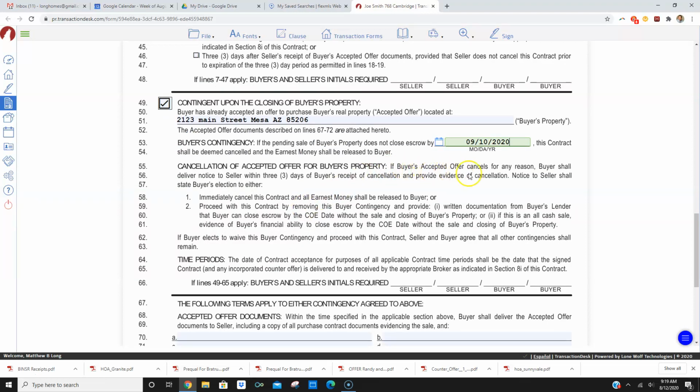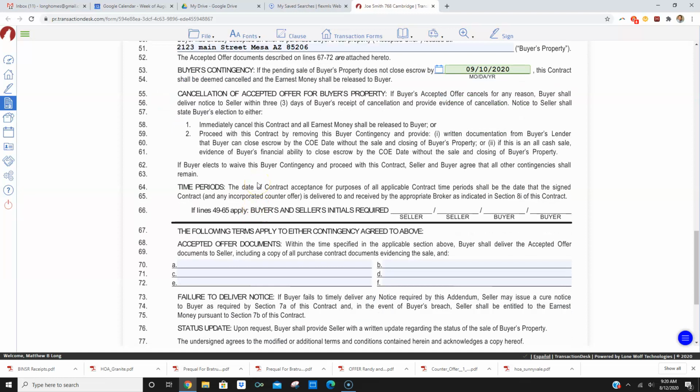Now then, if the offer that you have on here cancels for any reason, buyer shall deliver notice to seller within 3 days of buyer's receipt of cancellation and provide evidence of cancellation. Notice to seller shall state buyer's election to either cancel and get your money back, or proceed and remove the contingency. So this time you might be able to remove the contingency because you might be far enough along in other things, or changes have been made, that may put a little less down payment, something like that. So this time you might actually be able to use this, but it all depends on the exact situation. And again, copycat, if they waive the contingency and proceed, all other contingencies remain.